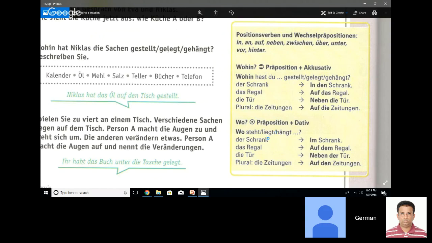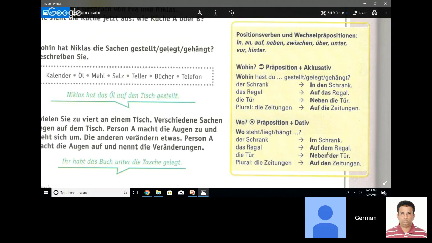For dative, the question is wo. Preposition plus dative. Wo steht oder liegt oder hängt? Where does it lie? Where does it hang? Or where is it situated? Over here it is im Schrank, because im is in plus dem. We shorten in dem Schrank as im Schrank in this case. We can also write it as in dem Schrank. In dem Schrank is not wrong.